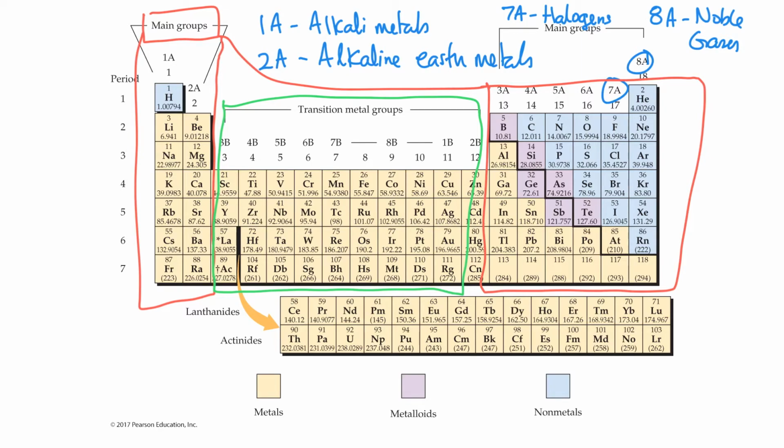So these are the inner transition metals, because they should be on the very inside of the periodic table. Sometimes they're called the rare earth elements, and you might say, well, gosh, that sounds like they're very rare. They were thought to be rare at one point, but they're actually relatively common.